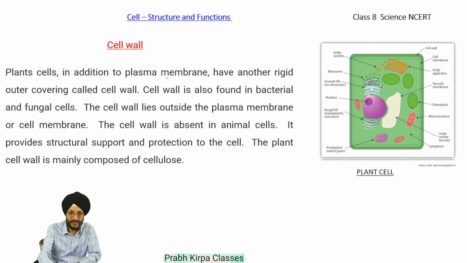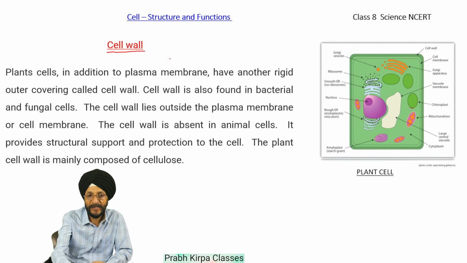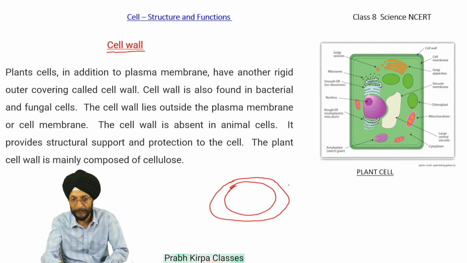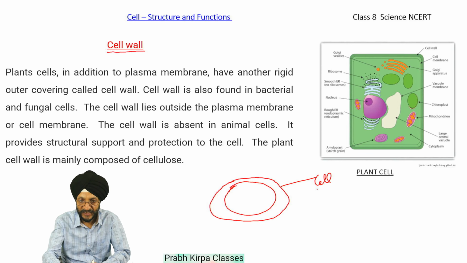So the next question arises with regard to the cell wall. As already discussed, in the case of animal cells, the outer covering is known as the plasma membrane. But in the case of plant cells, there is an additional covering. Suppose this is the plasma membrane, which is present in plant cells as well as in animal cells. But if we talk about plant cells, there is an outer covering again outside the plasma membrane, which is known as the cell wall.